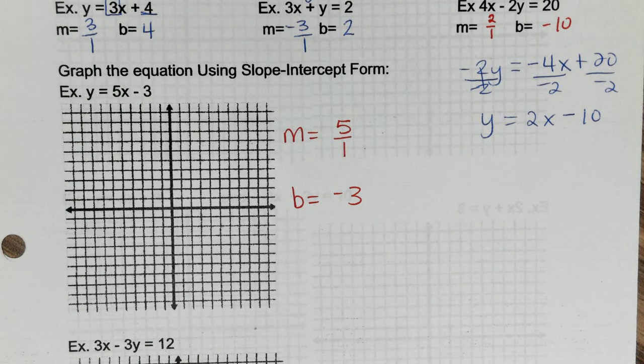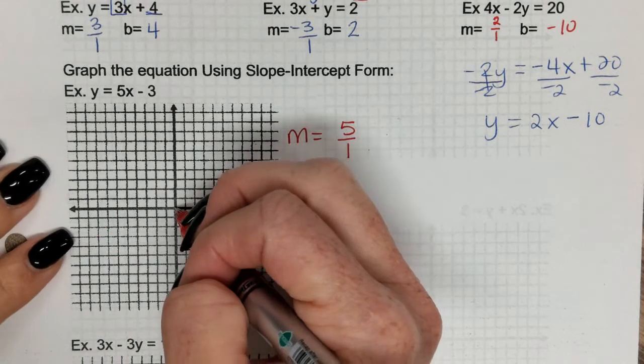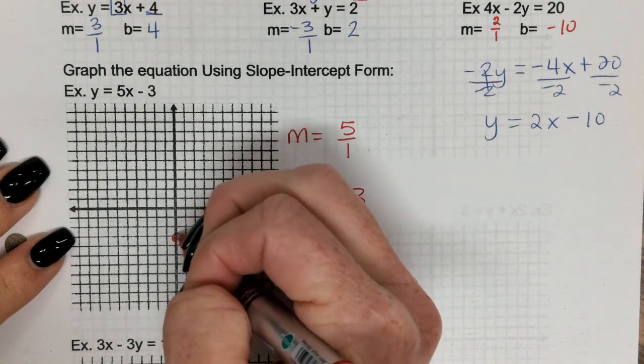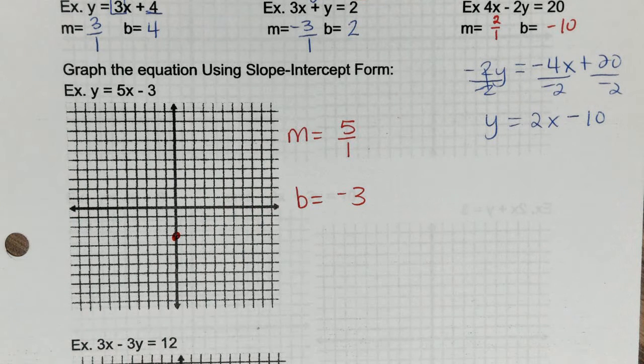You are going to put your first dot on the y-axis at the y-intercept. So where would that go? I'm going to go on the y-axis to negative 3. So here's 0, 1, 2, 3. I'm going to put a dot because that is the y-intercept. That's why we call it the starting point, because it's just easy to go straight there.